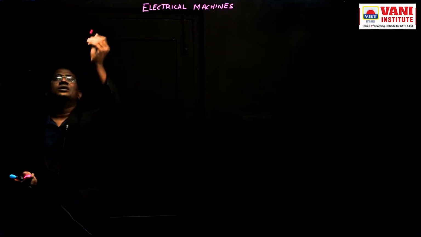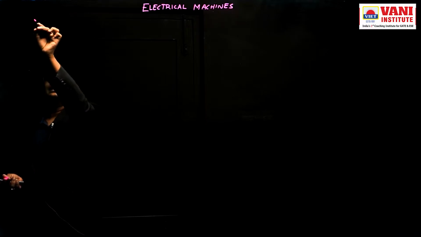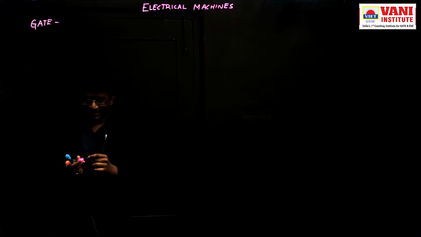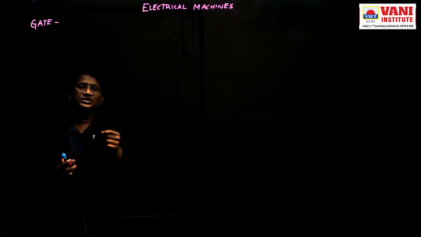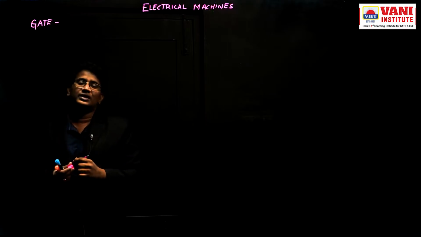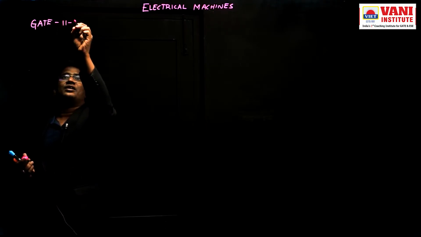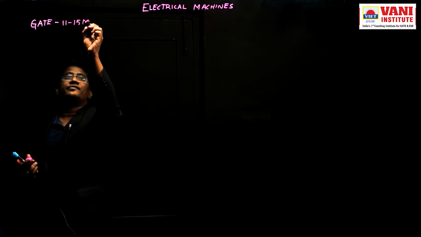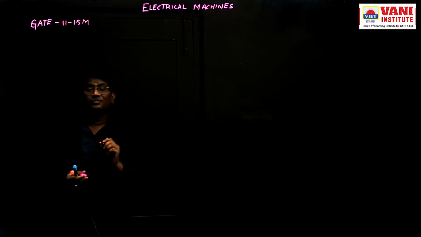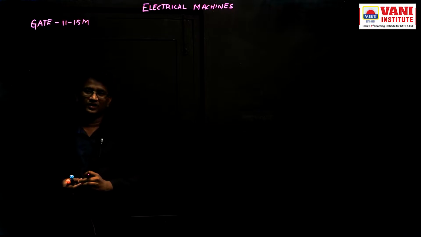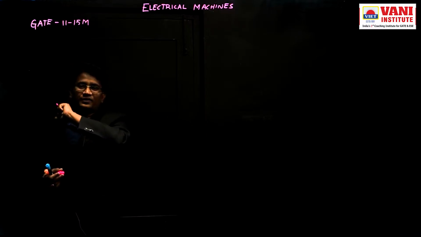Let us see. If you are going to give the GATE exam, what are the electrical machines marks which will come in the GATE exam? Usually you will get 11 to 15 marks every year. It means about 15% of the total marks. It's very huge. This is the weightage, 11 to 15 marks.